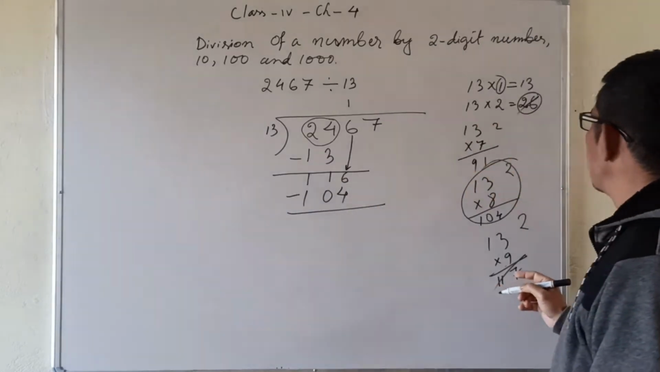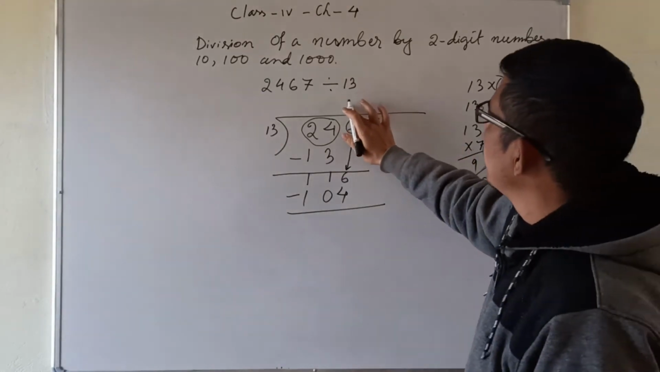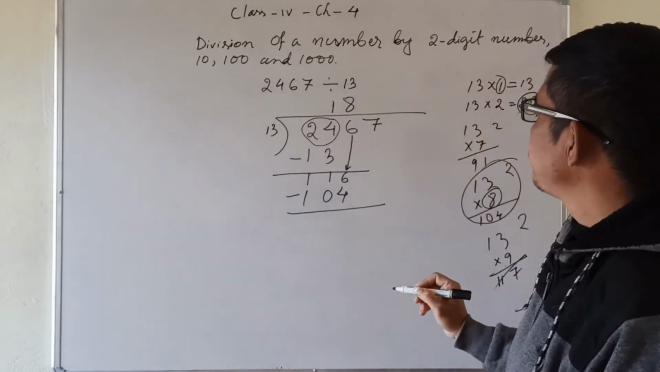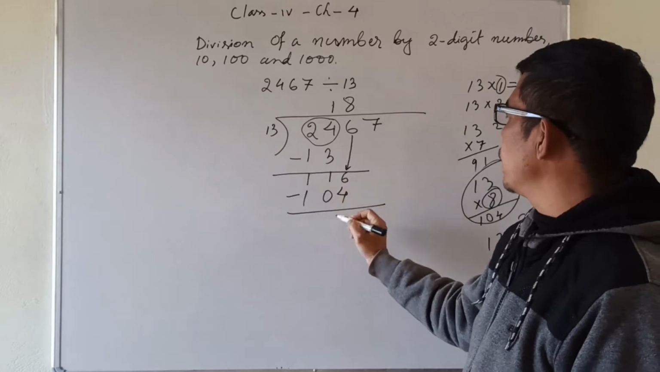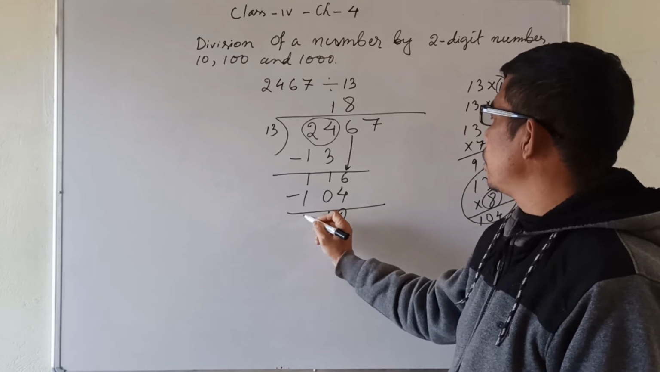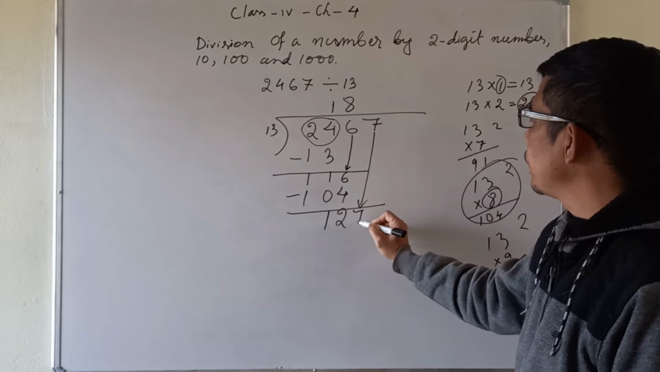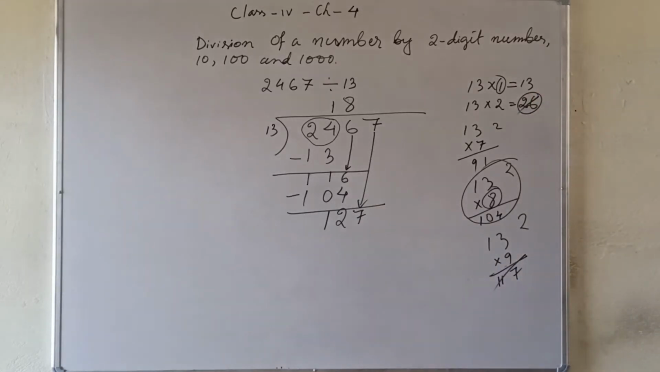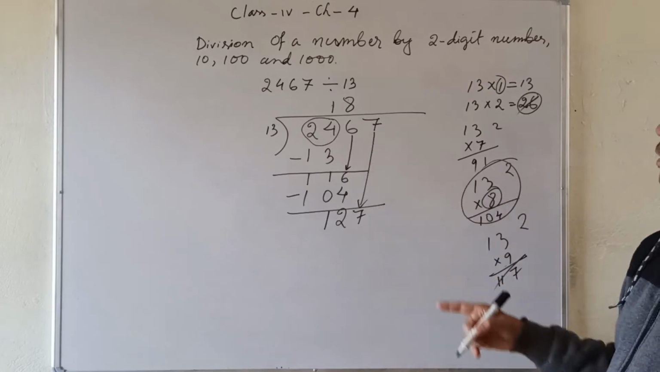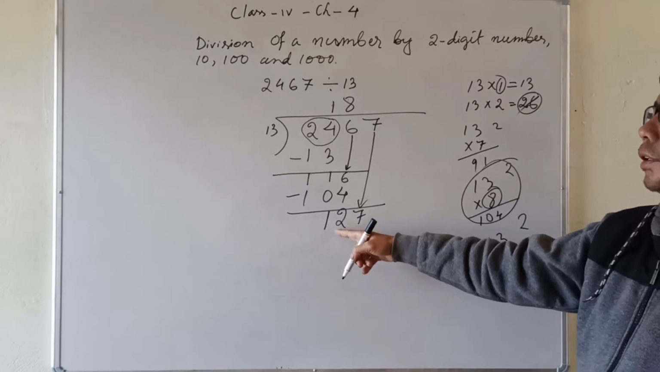And where did we get it? At 8. So this should be written here. So here 8. Then do the subtraction. 6 minus 4, 2. 1, 0. Then next bring down the last digit, 7. Again in the multiple table of 13 we will find 127 or nearest to 127.